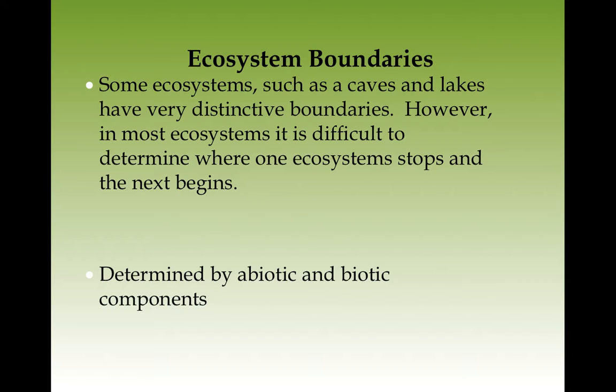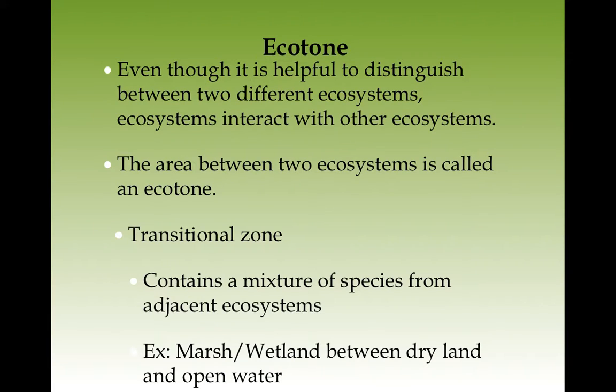Ecosystem boundaries are not necessarily clearly defined. Some ecosystems, such as caves and lakes, can have a very distinctive boundary because you can tell exactly where that cave or where that lake ends. But we also have some ecosystems where it's going to be very difficult to determine where that one ecosystem stops and the other ecosystem begins. And these boundaries are usually determined by the abiotic and biotic components that are in that region.